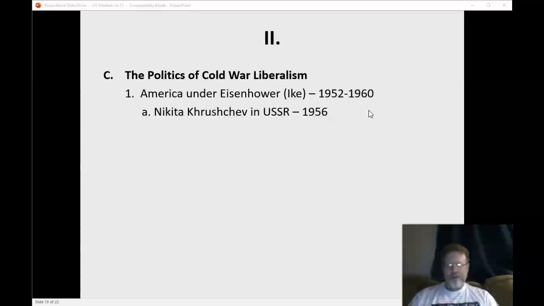He calls for peaceful coexistence between the Soviet Union and America. He denounces Stalin as a violent, cruel murderer. I didn't say it before, but the two greatest murderers in world history are considered to be Stalin and Mao. Between Stalin and Mao, they murdered or caused the deaths of probably between 80 to 100 million people.